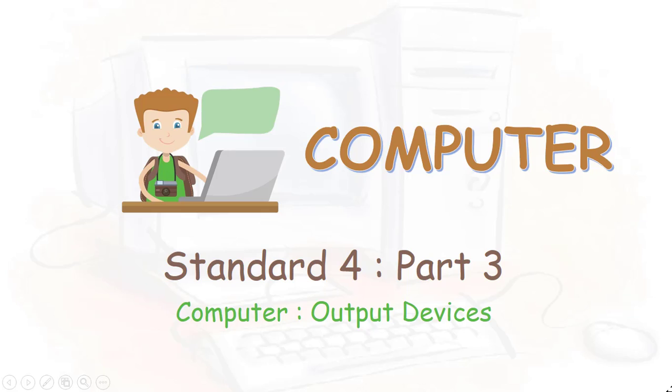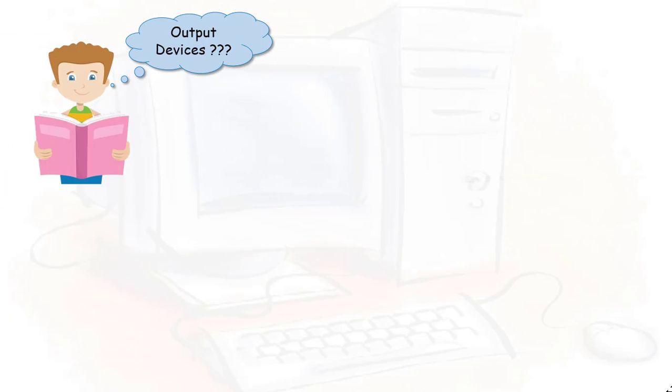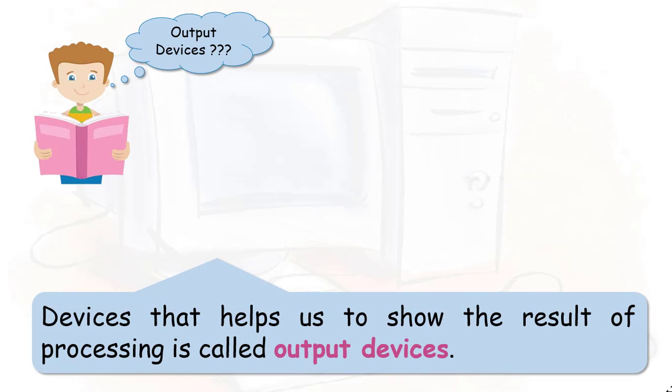Hello children. In our previous lecture, part 2, we learned about storage devices. Today in part 3, we are going to learn about output devices. What are output devices? Devices that help us to show the result of processing are called output devices.